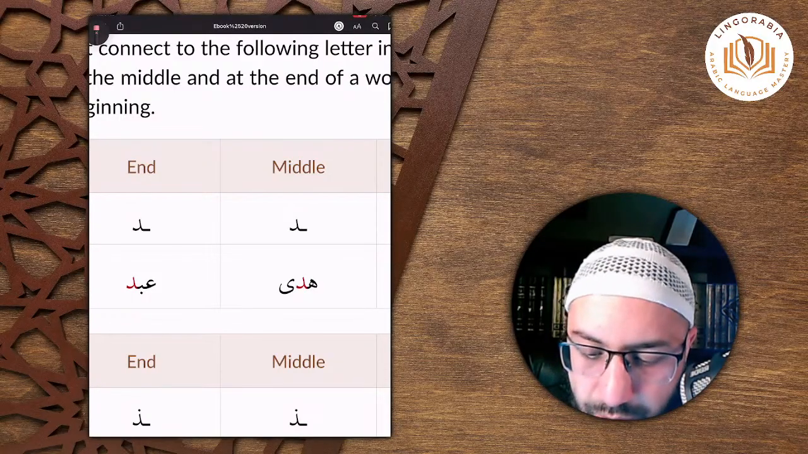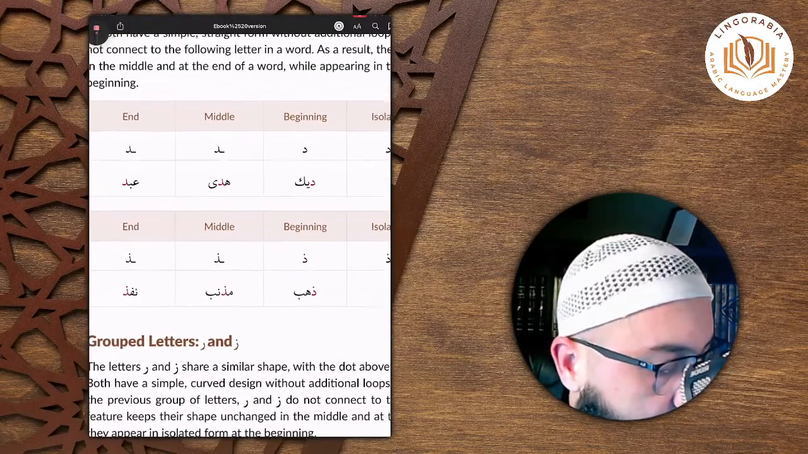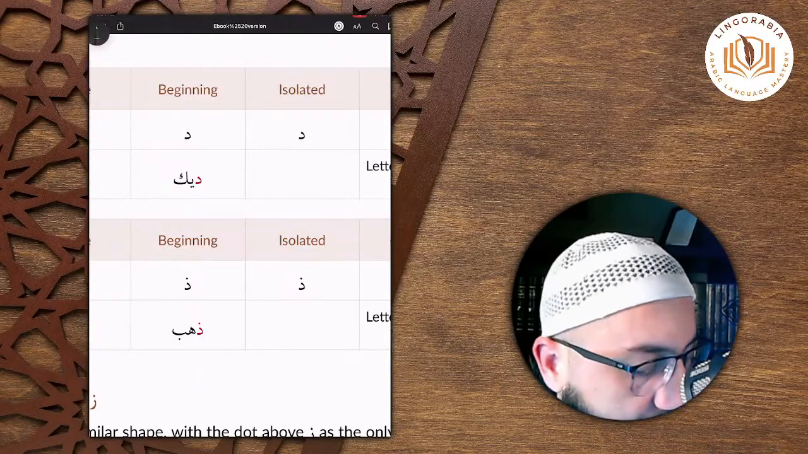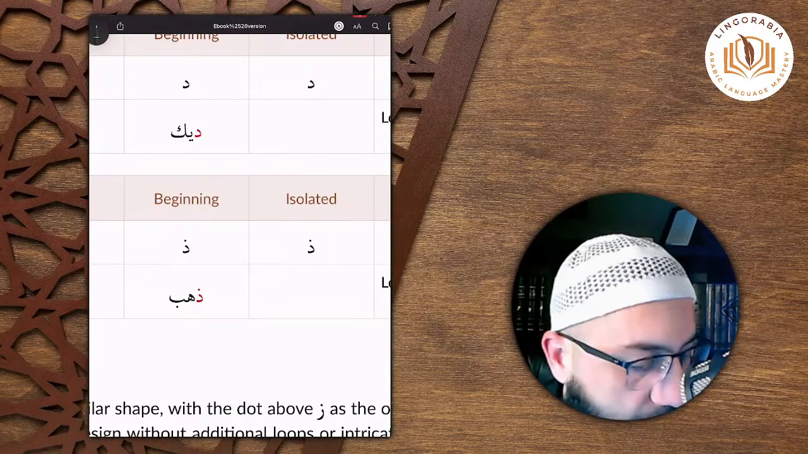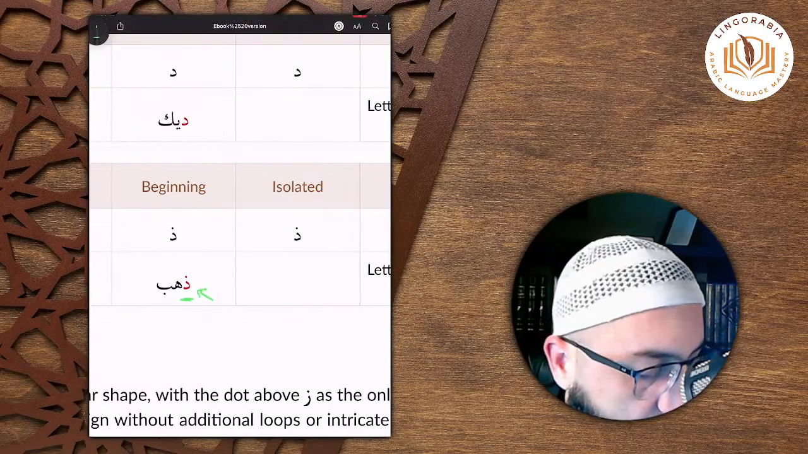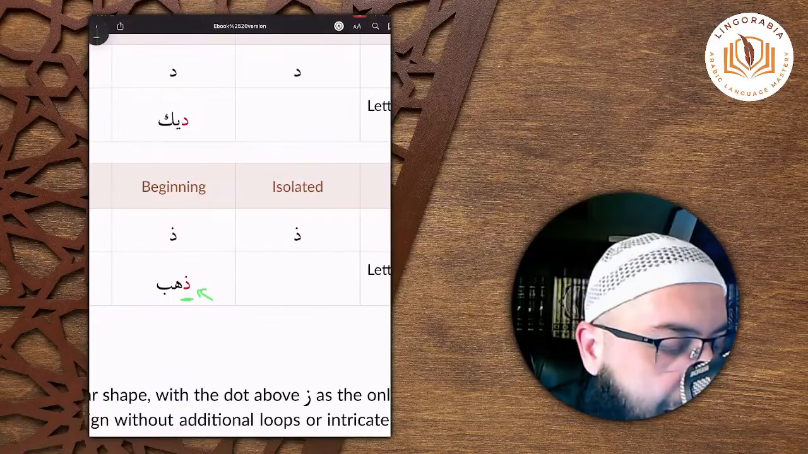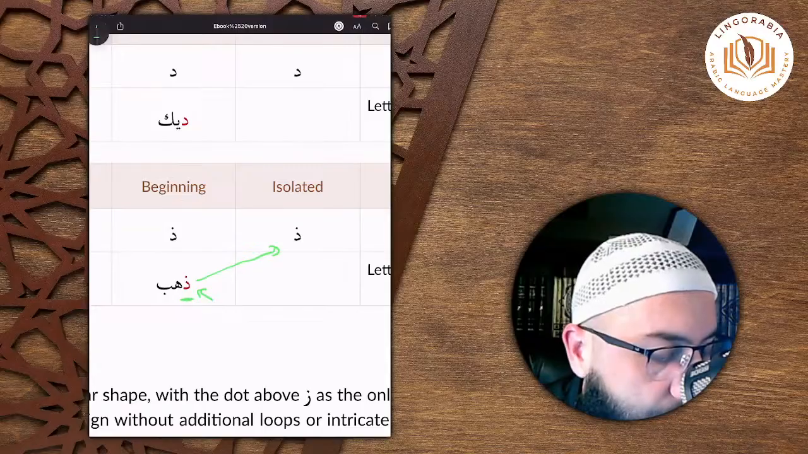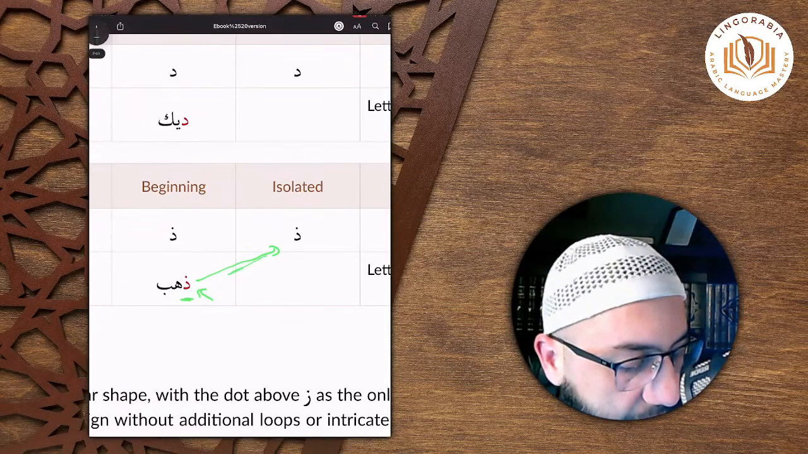Okay, very good. Let's go. Let's talk about the next letter, the dal. Now the dal is very similar to the dal. So here again in the beginning you see that it appears like the isolated form, identical to the isolated form. Why? Because you cannot connect it with the letter after. So this is how it will appear.